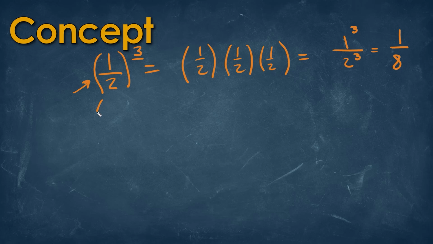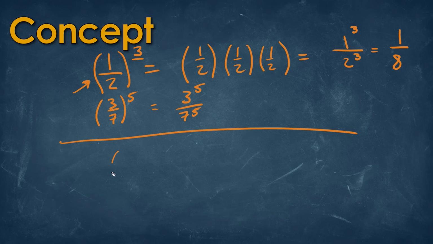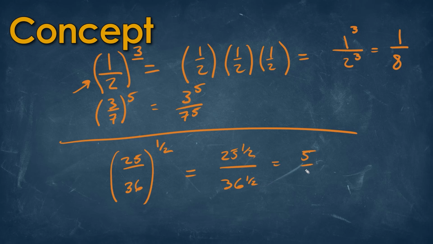Again, another example of this would be, say, that we have 3/7 and we raise it to the 5th power. We would know that this is the same thing as 3 raised to the 5th over 7 raised to the 5th, and then we can solve from there. Again, this concept can be applied if we're taking a value of 25 over 36 and we take it to the 1/2 power. Again, 1/2 is the same as square root, or two values that would multiply to 25. We'd have 25 to the 1/2 over 36 to the 1/2. We can simplify that to 5/6.